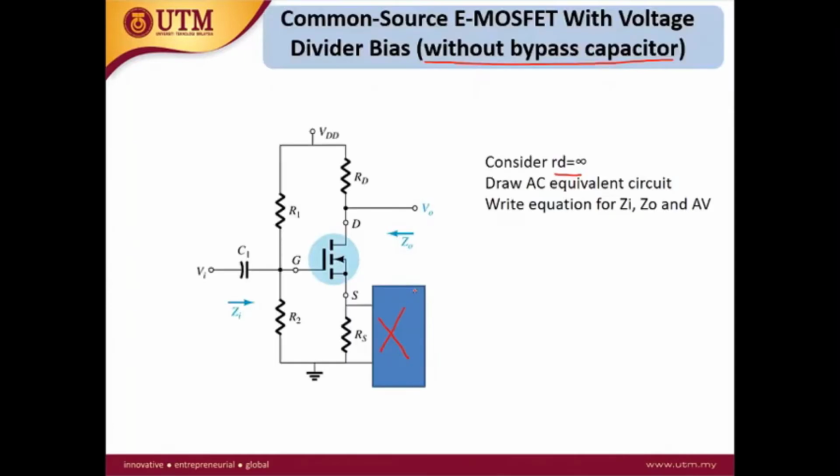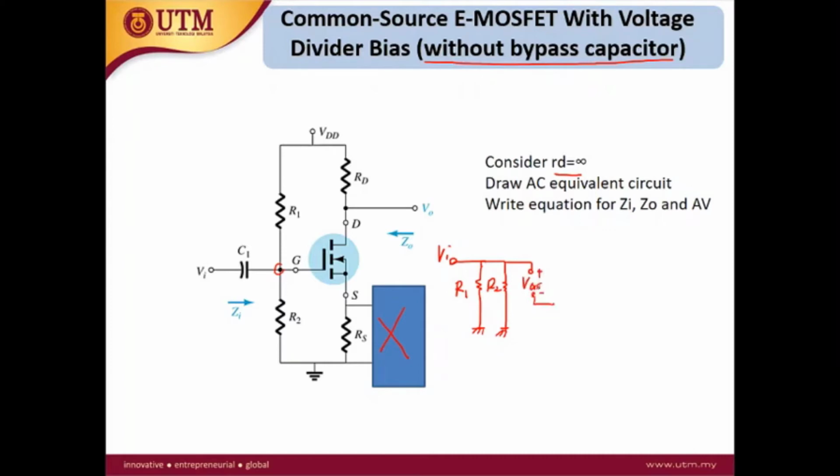Okay, so the AC equivalent circuit. Again, we start from the input here. This is your VI, and then at this node we have R1 and R2, with the other terminal of both connected to the ground. This is R1, this is your R2. Then between gate and source, we have an open circuit here.